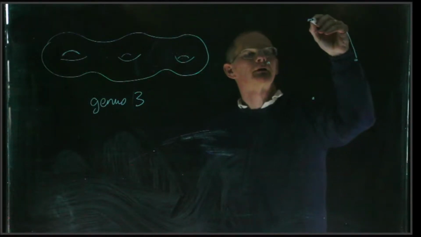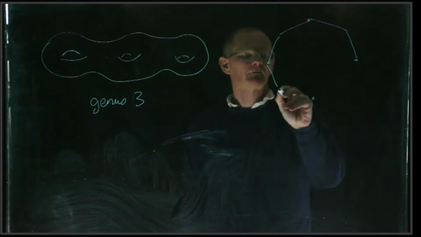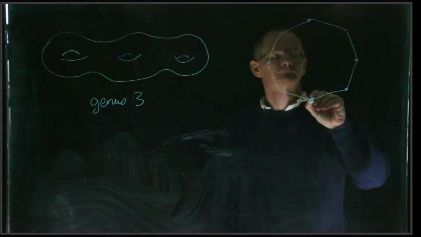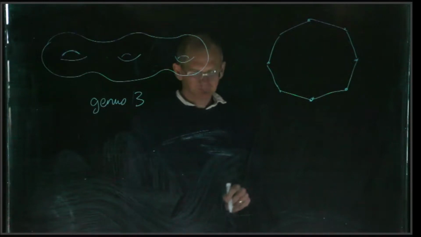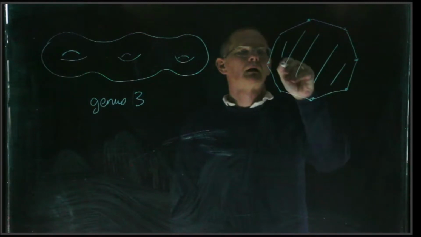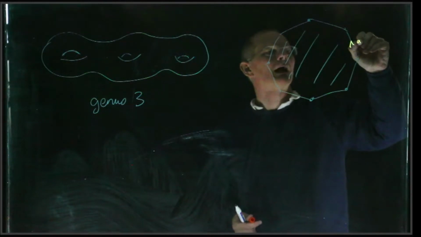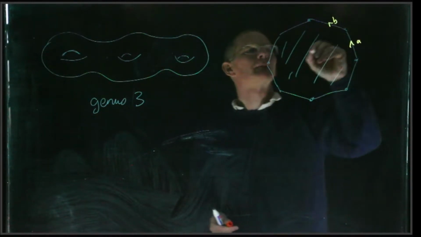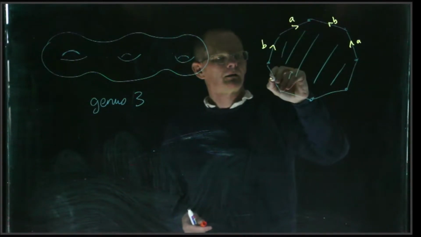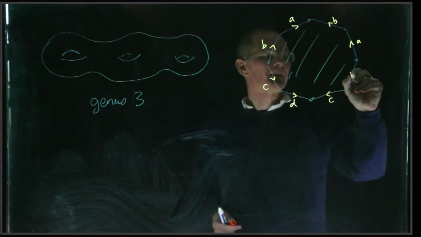So here we'll do the gluing diagram for a surface of genus 2. We have an octagon to start with. Here's an octagon, and you're supposed to think of this as being filled in, and we're going to mark the edges. This edge we're going to call A, and then this one is B, and then we have A backwards, and then B backwards. Then we have a C and a D, and then a C backwards and a D backwards.